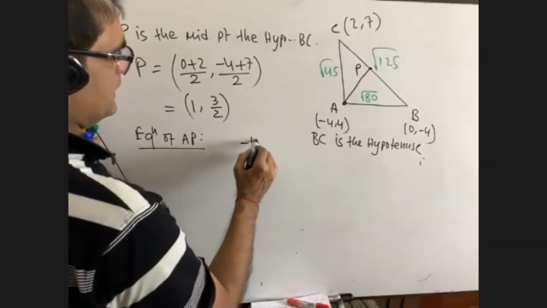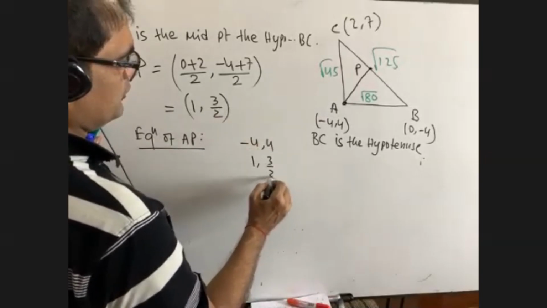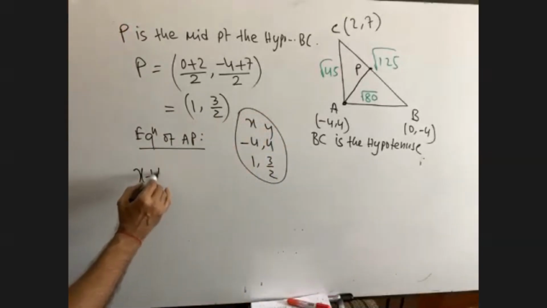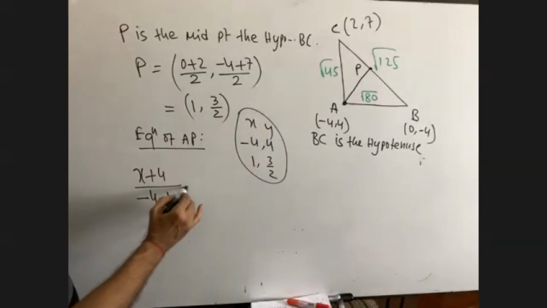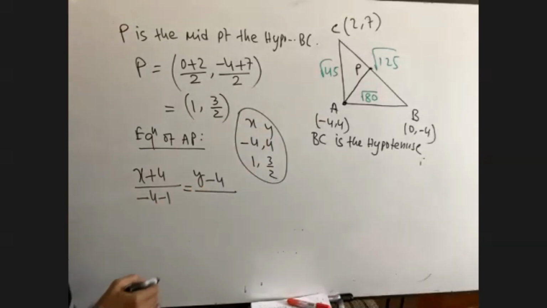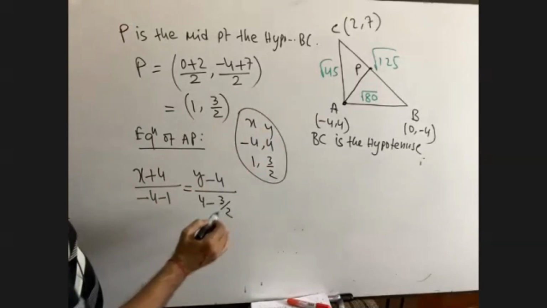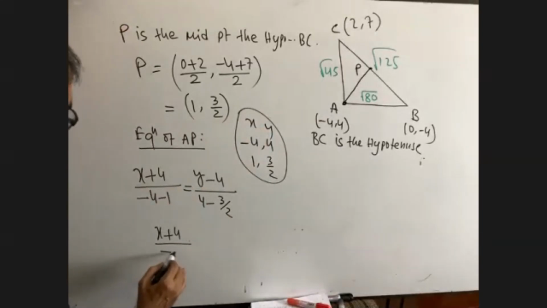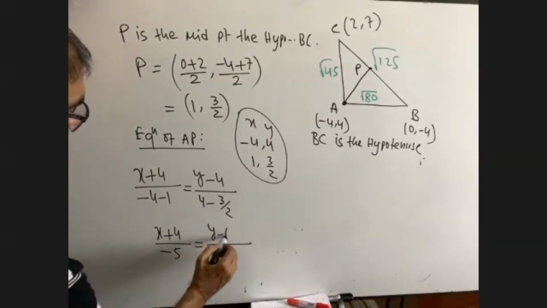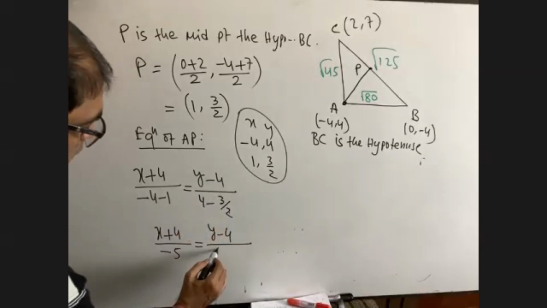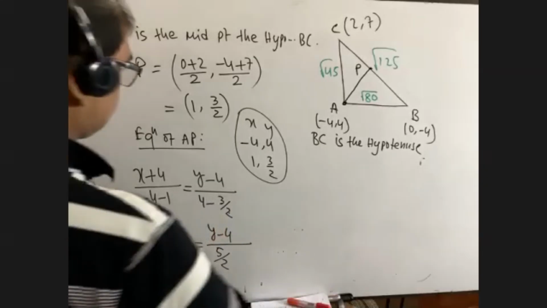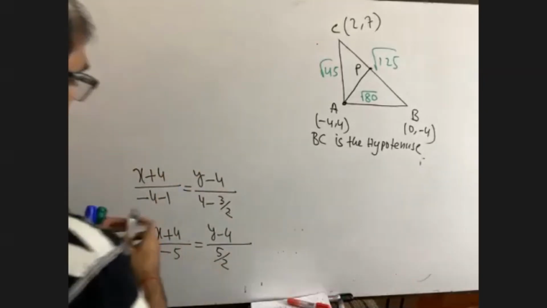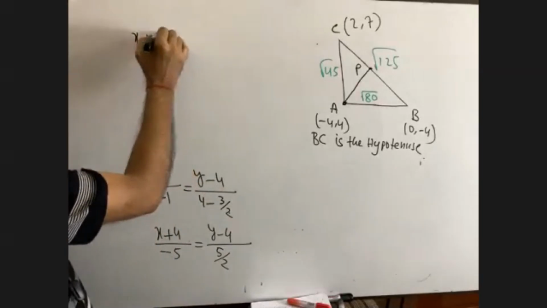What's next? Actually, it was written here: it was B, it was A, and it was C. Now, find the equation of the straight line joining the midpoint of the hypotenuse. You can write down BC is the hypotenuse. Midpoint of the hypotenuse with the opposite vertex. Opposite vertex means this; we have to find the equation of this. Name it P.